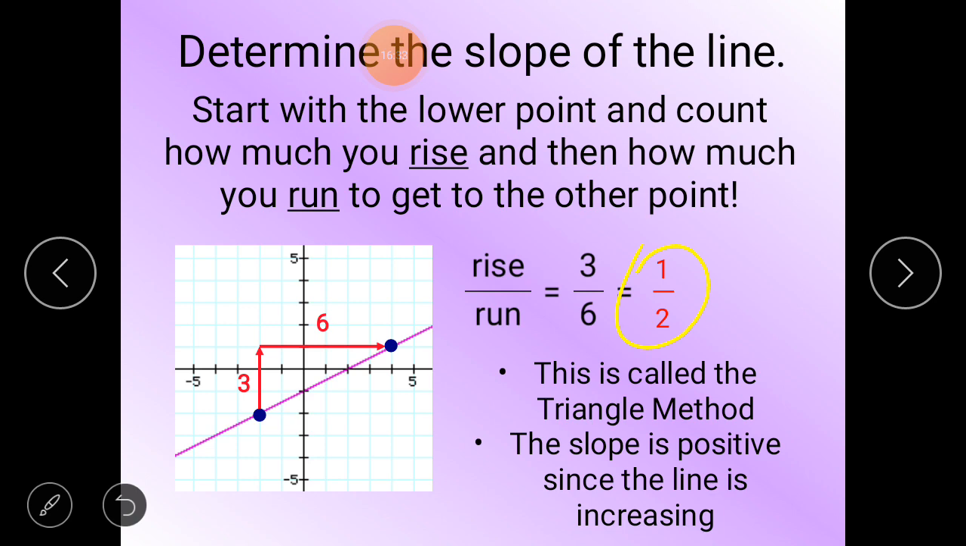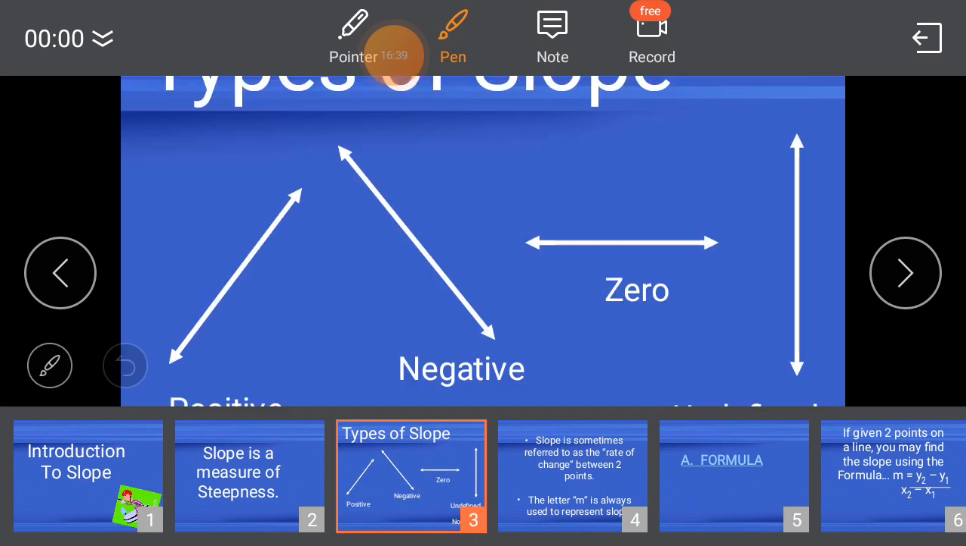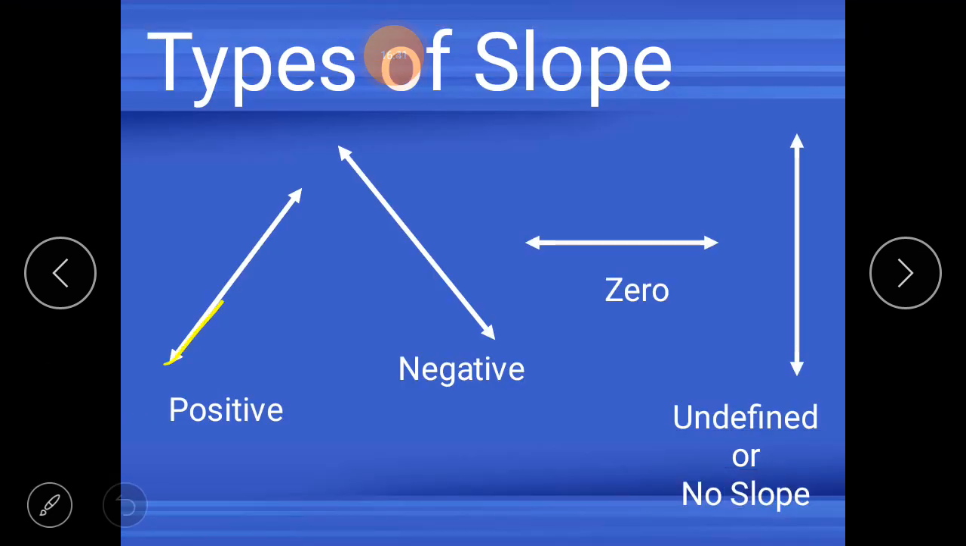Remember, a while ago, I discussed to you the 4 kinds of slope. This one is from left to right. It is increasing, so therefore we have positive slope. If the line is from right to left, that is decreasing, so negative.